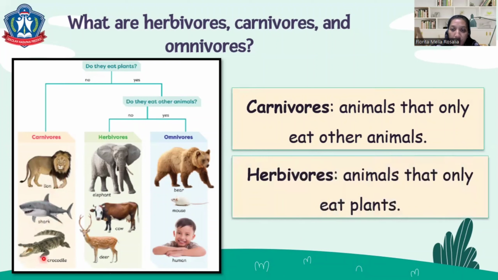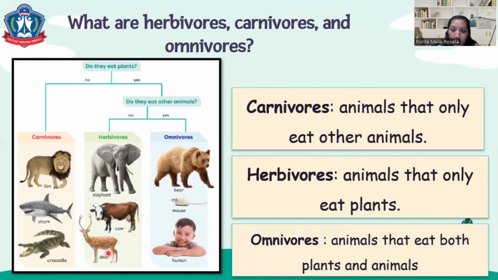And then herbivores, animals that only eat plants. For example, elephant, cow, and deer. While omnivores are animals that eat both plants and animals. For example, we have bear and mouse. And for a fact, friends, humans are also omnivores.